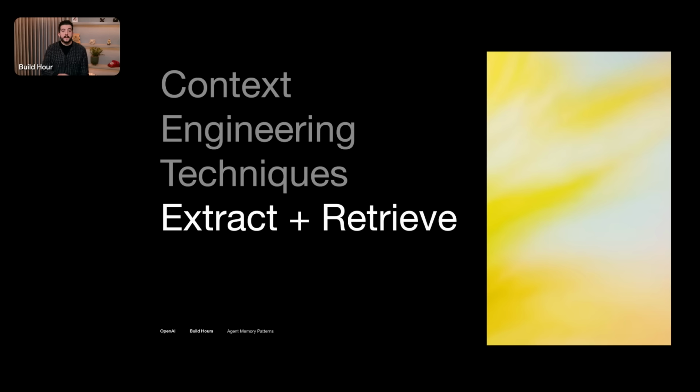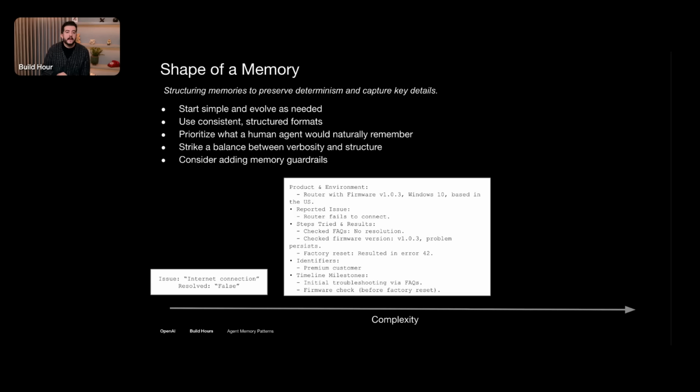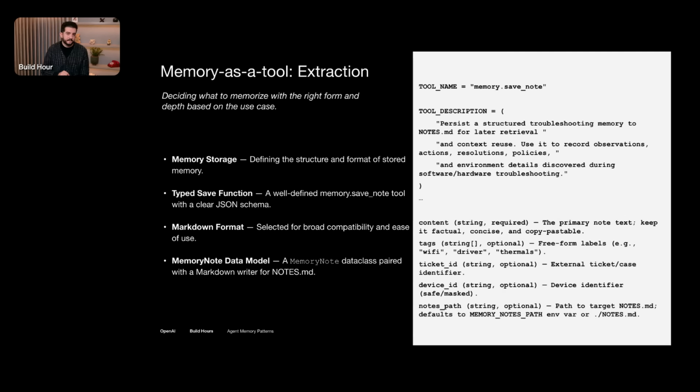In the final bucket, I want to talk a little bit about the shape of a memory. So when you think about a memory, it can be many different things. So the suggestion is basically starting simple and evolving as needed. So you can use consistent structured formats. You can prioritize what a human agent would naturally remember. And finally, you see the most complex form, which is basically a paragraph of memory. So you can start with a simple one, and you can evolve as needed.